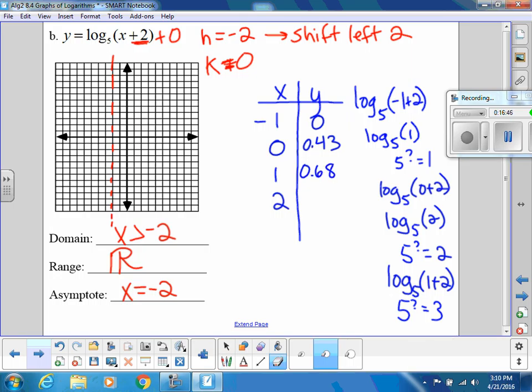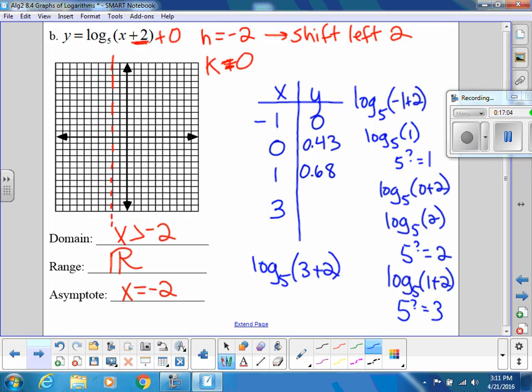So what if we skip 2? Because I know that if I do 5 to what power equals 4, that's not going to give me a good number. How about if I do 3 instead of 2? That would mean that I'm going to do log base 5 of 3 plus 2. So that's doing log base 5 of 5. And that means 5 to what power equals 5? Well, I know that one. That one's 1.